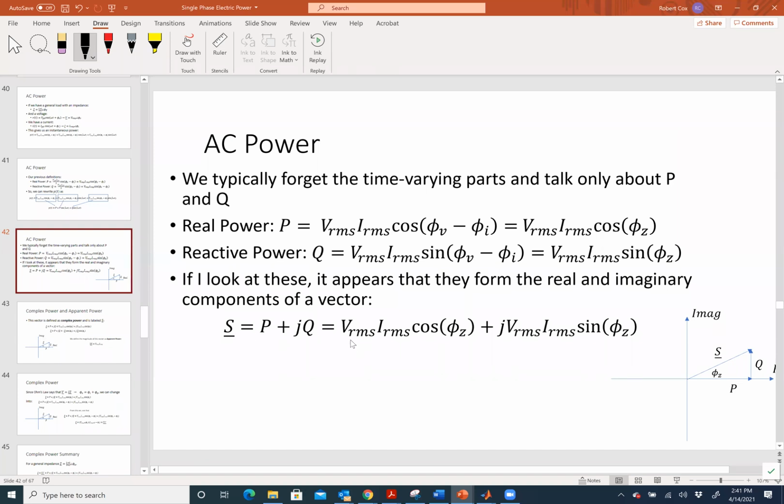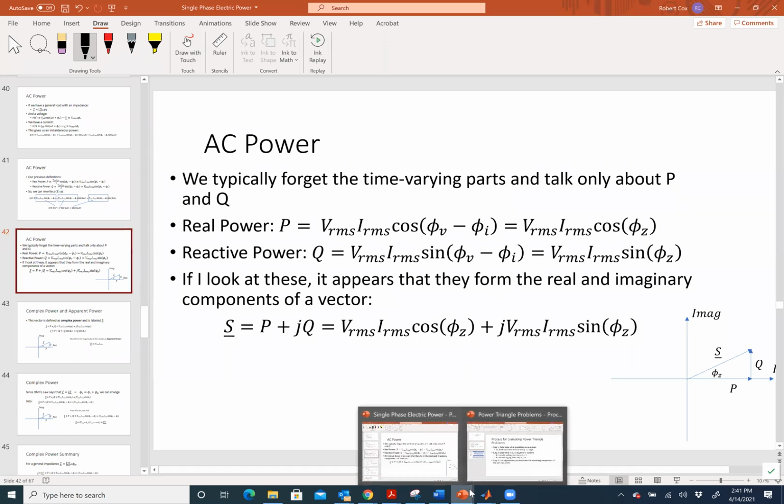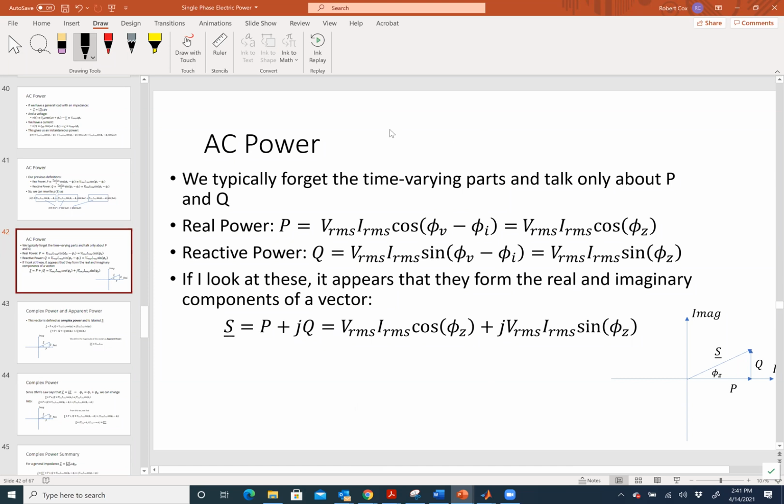All right. And this component here is what we call P. This component is what we call Q. Okay. And the angle is the angle between the voltage and the current, or the angle of the impedance. And how are the angle and the voltage and current related to the impedance? Well, through Ohm's law, right? Angle of V equals angle of I plus the angle of Z, right? So this is just a rearranging of Ohm's law.